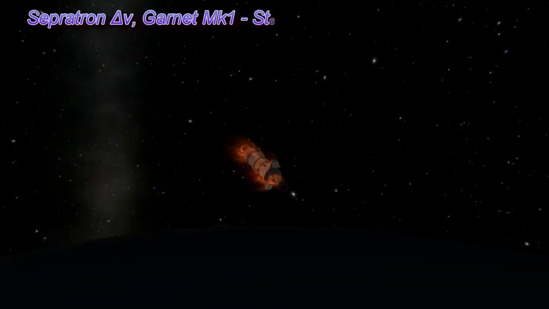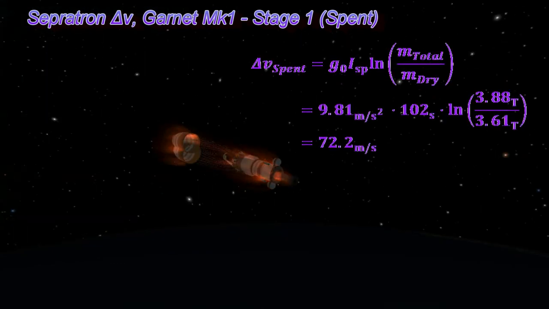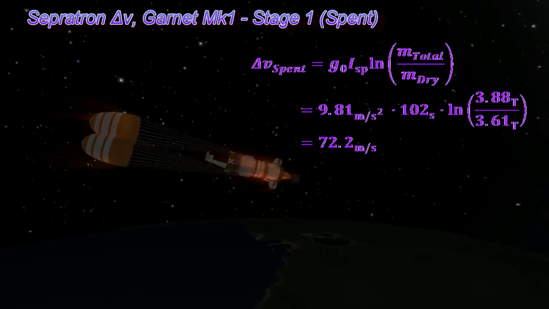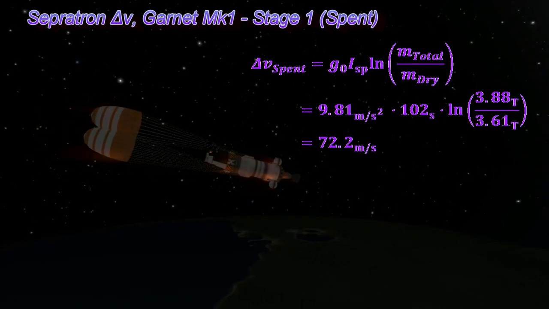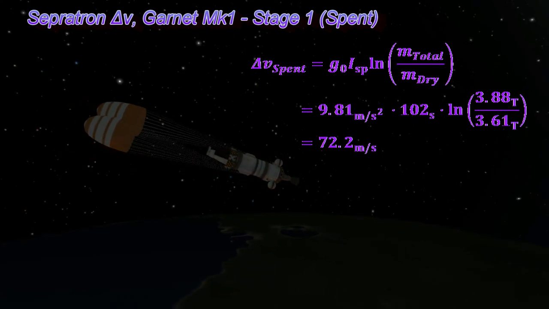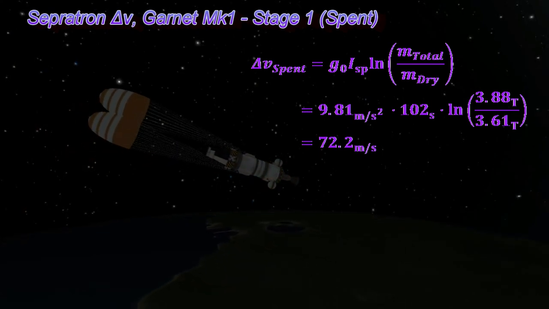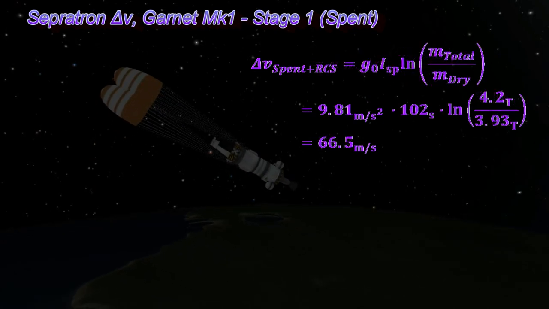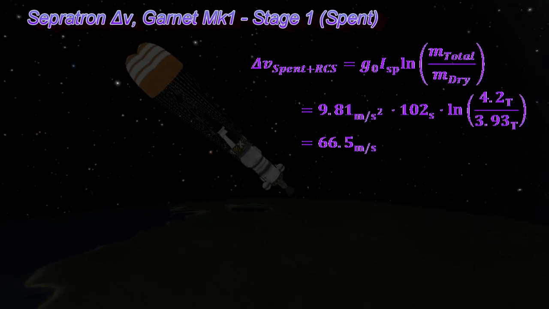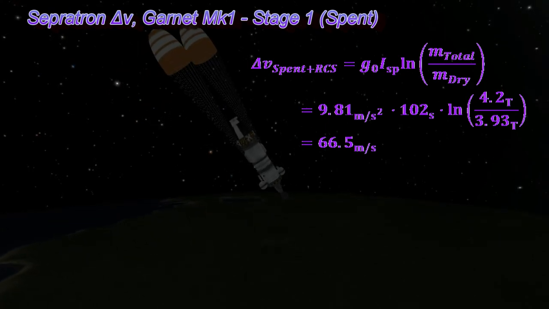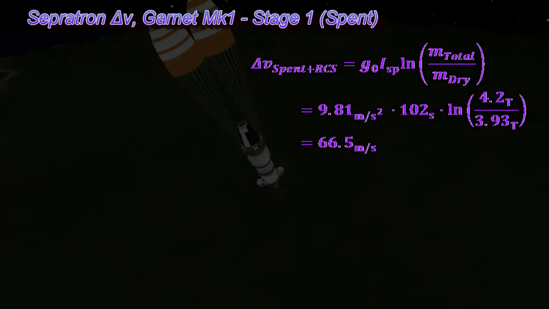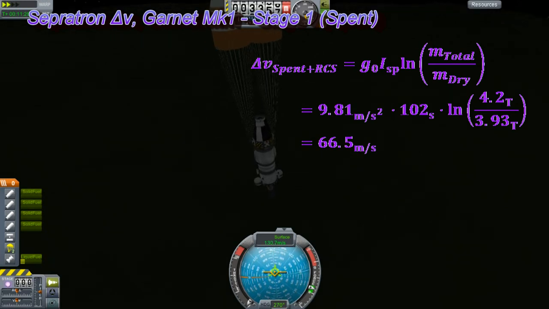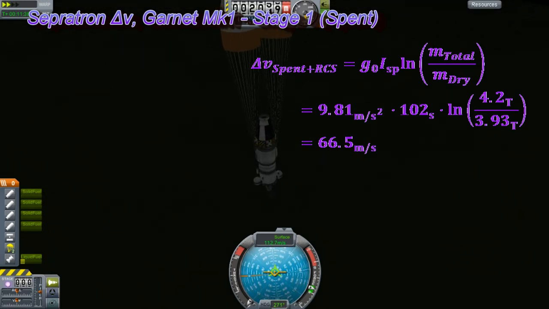And the delta V for the separatrons on an empty stage is 72.2 meters per second if the stage is completely dry when the separatrons fire. But as I err on the side of safety, and I know I'm carrying much more RCS fuel than I can reasonably ever need for this launch, I'd bank on the RCS still being full, in which case we'll only get 66.5 meters per second out of the separatrons. Now note, in version 19.1, they did do some modifications of separatrons, so these numbers are a little bit different, but I did check for the new design and the Mark II will be fine.